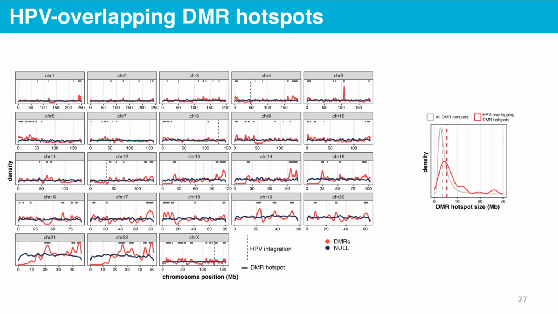And you can see this isn't true for all the integration events, particularly in this sample. There are several vertical dotted lines, like chromosome 4, chromosome 8, 13, 12, that don't correspond with the DMR hotspot. So we're also trying to see what makes a DMR overlapping HPV integration event differ from a non-DMR overlapping one.